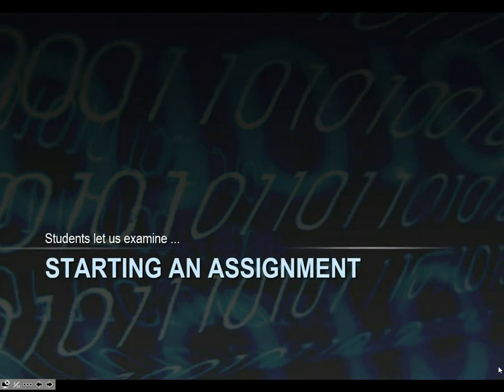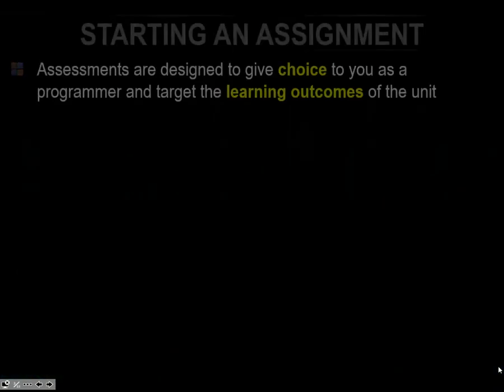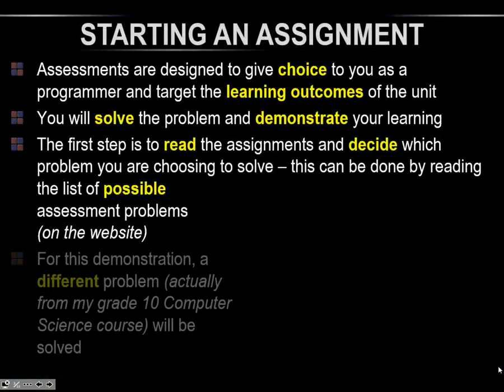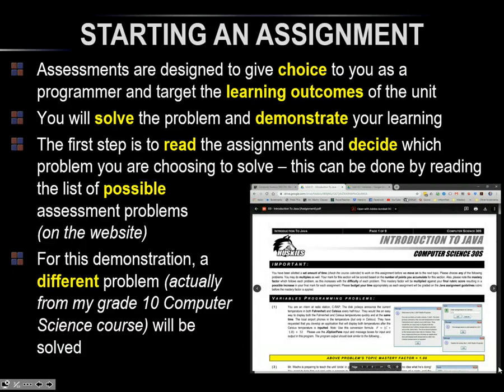How do we start an assignment? Well, depending on which unit and which course you're in, I'll have the assignment description up. In a typical Computer Science 30 course, you get a choice of a variety of assignments to pick from, so that you as a programmer pick the problem you want to solve, and it targets the learning outcomes of this specific unit. When you solve that problem, you'll demonstrate your learning to me.